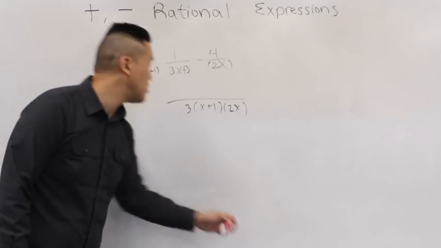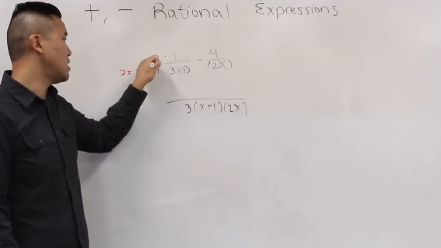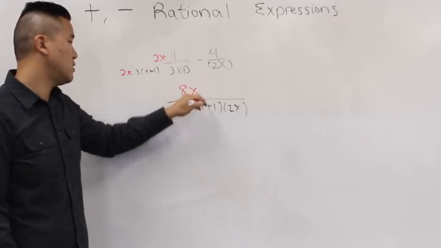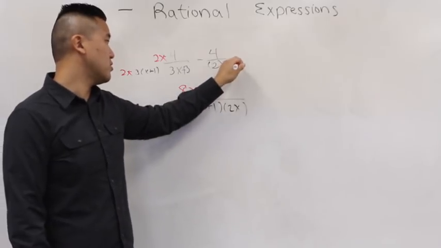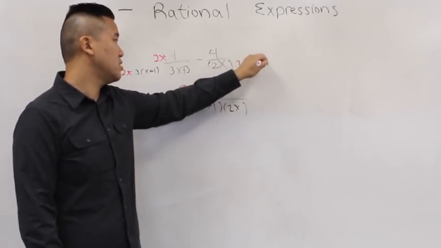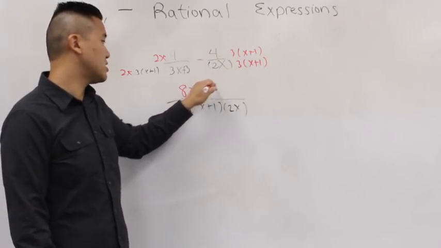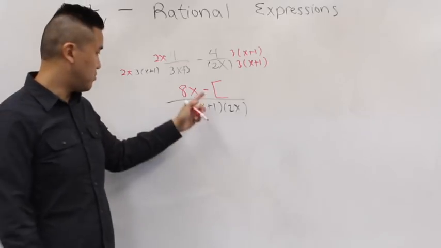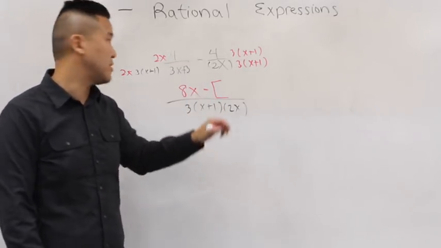So what do we have to multiply here to get that? We're missing the 2x. So you multiply the top by 2x. So you have 8x there. What do you have to multiply 2x by to get here? We need the 3 and the x plus 1. So I'll multiply the top by 3 times x plus 1. So you have minus. Be careful with subtraction. I like to put the brackets on there to remind me to distribute that. A lot of kids make the mistake.